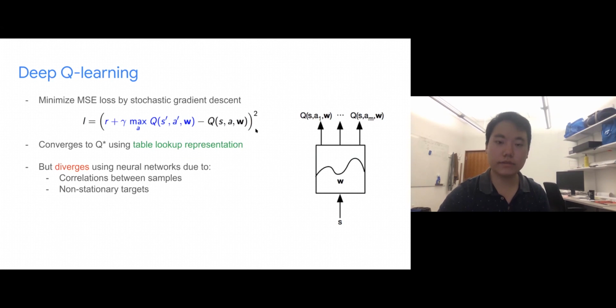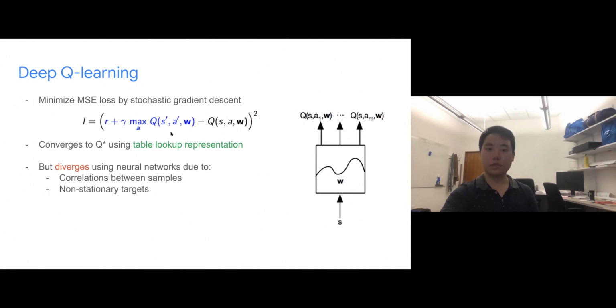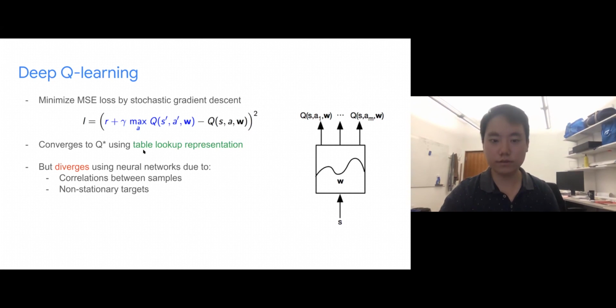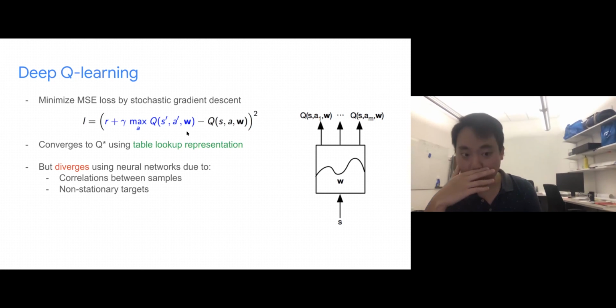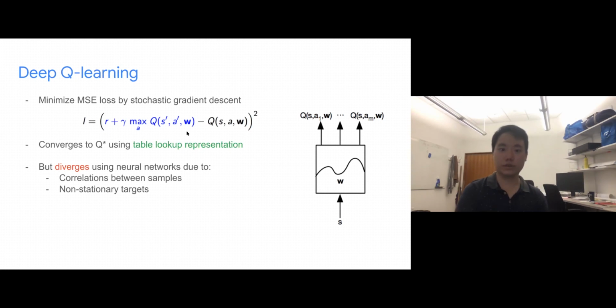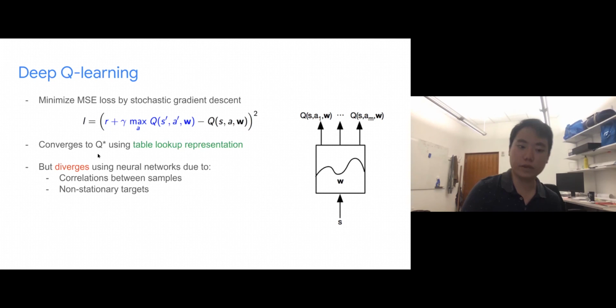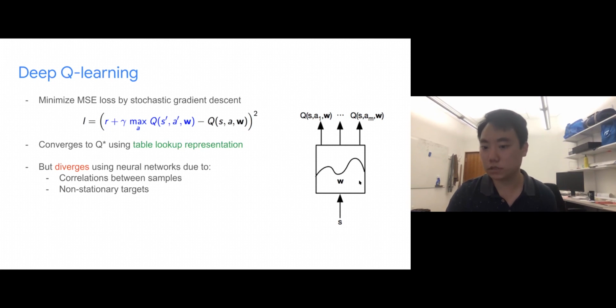So we've seen that a method similar to this, if I use a table lookup for your Q stars of S prime and A prime, converges exactly. That was your tabular Q-learning method. But if you go from a table lookup method to one where you learn these parameters W using your neural networks, it's actually much harder to train. So obviously you no longer have these convergence guarantees. And sometimes it might also diverge. There are two main issues, two main details that we have to fix before we can actually get these function approximation methods to work. So one thing is that problem of correlations between samples.